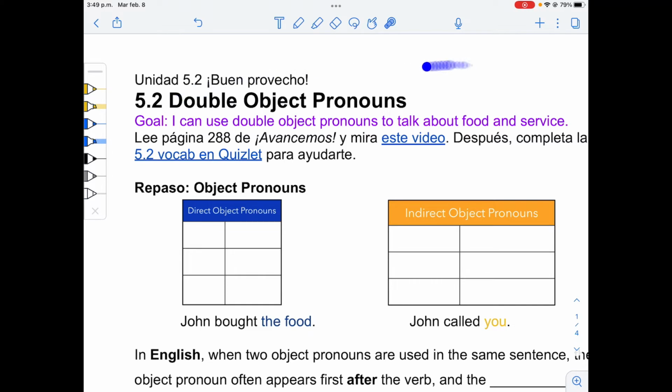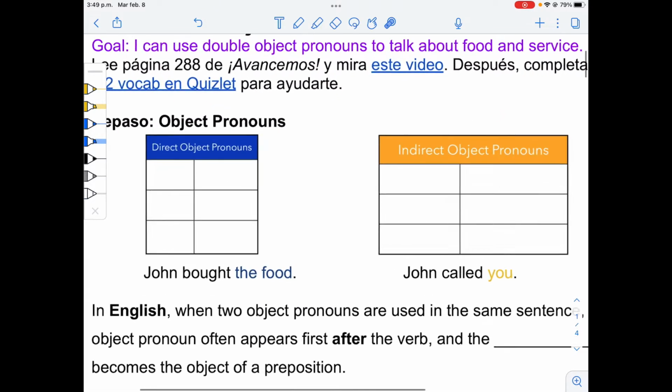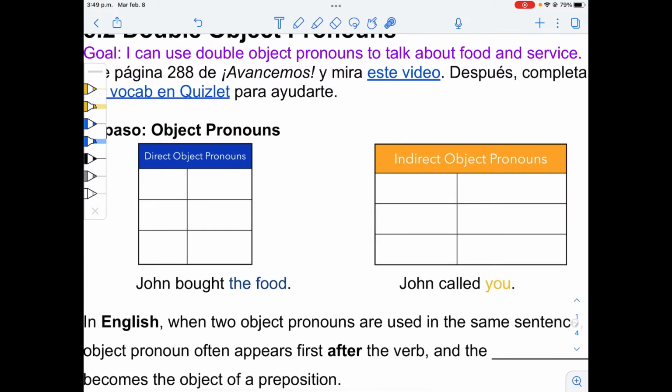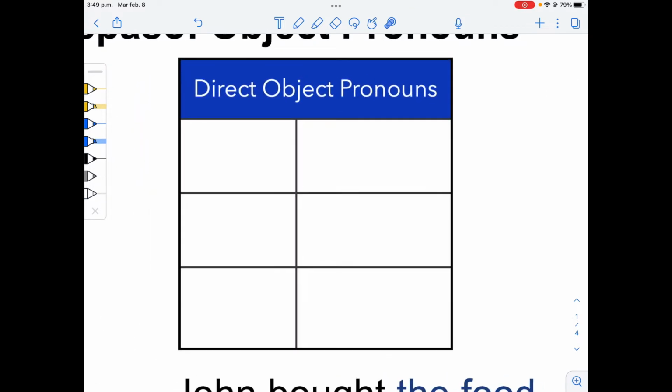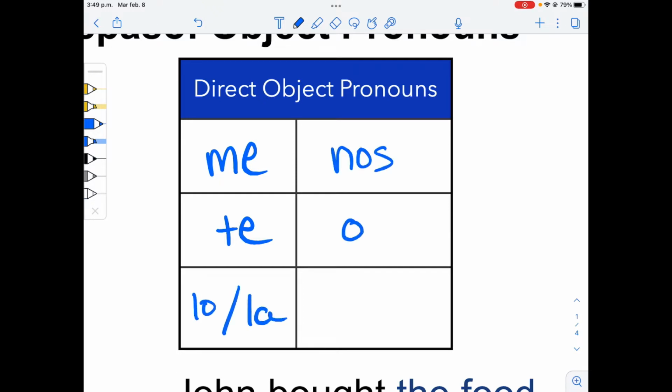By the end of the day, you will be able to use double object pronouns to talk about food and service. Let's get started with a review on object pronouns. We have seen two types of object pronouns already. We have seen direct object pronouns. Those are me, te, lo and la, nos, os, los, and las.